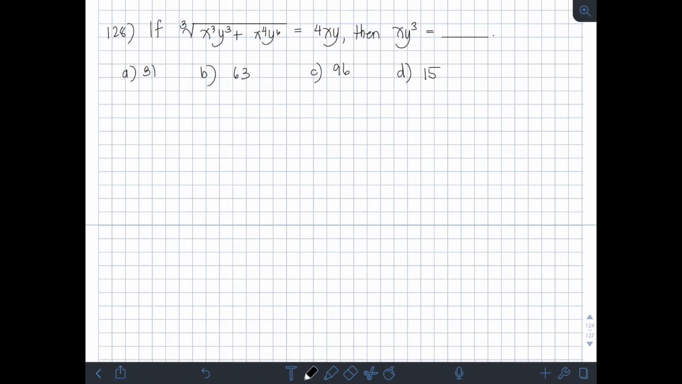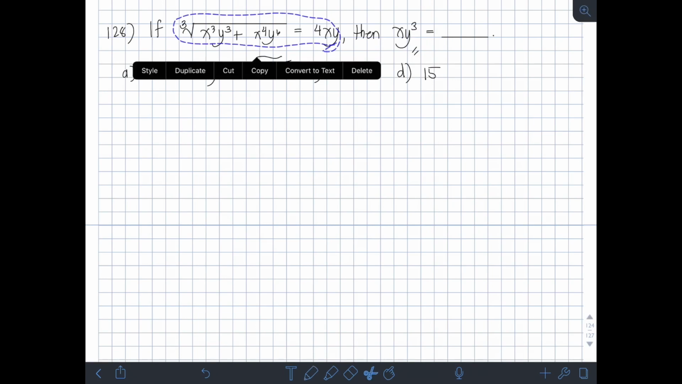Okay. Next, we have if cube root of x cubed y cubed plus x to the 4th y to the 6th is equal to 4xy, then xy cubed is equal to blank. Okay, so meron tayong given expression dito. So, ano raw yung magiging value kapag sinolve natin yung xy cubed? So, manipulation lang to ng equation. So, sige, copy ko muna yung original equation.